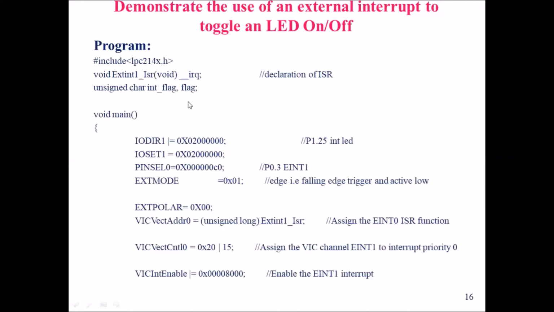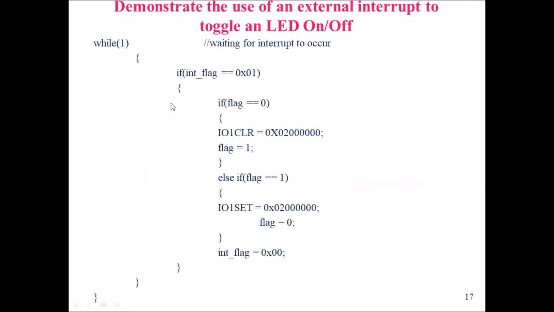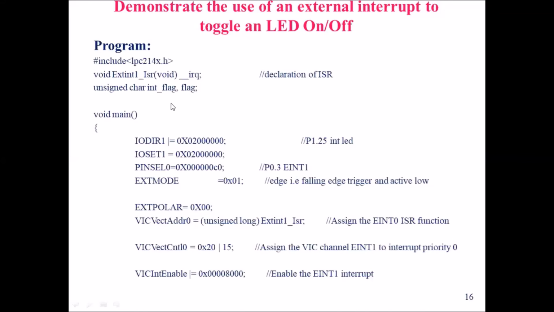Okay, next I'm declaring two variables in the global declaration section. The type of that is unsigned character. The two variables are int flag and flag. If int flag is equal to 0x01, then interrupts are occurring. If int flag is equal to 0x00, then no interrupts are occurring. So that's the purpose I'm using int flag.